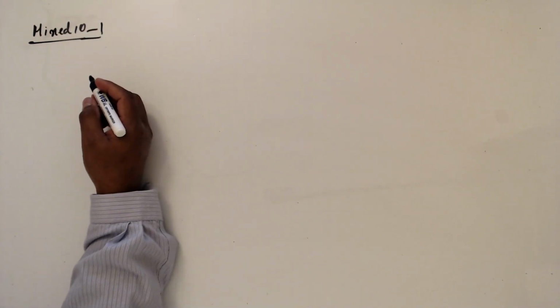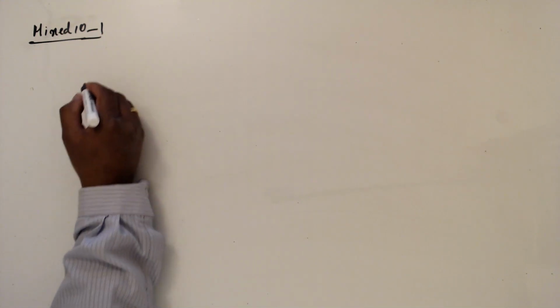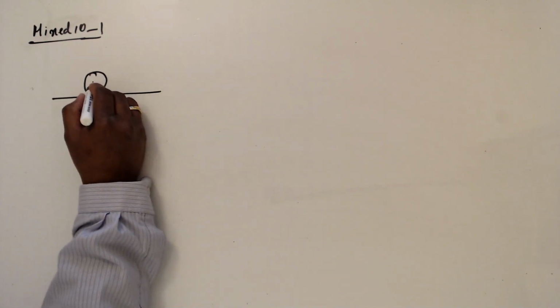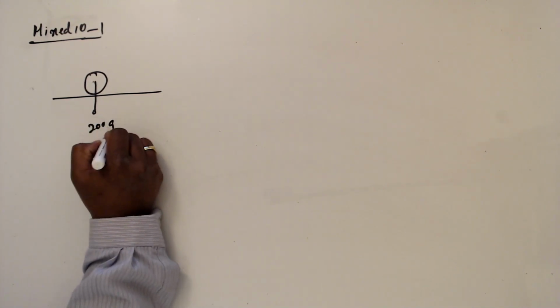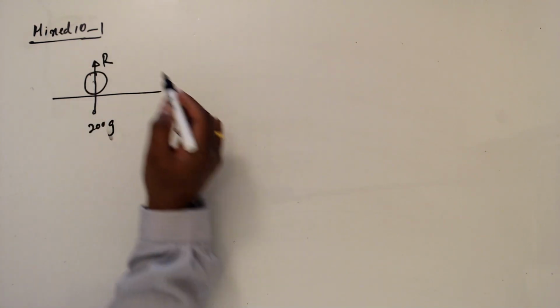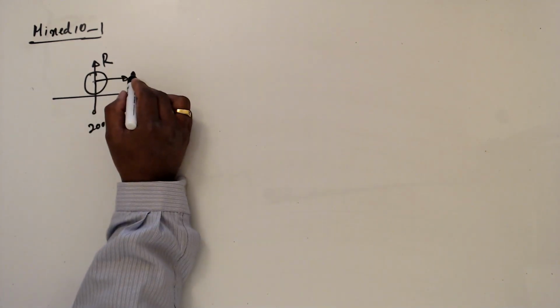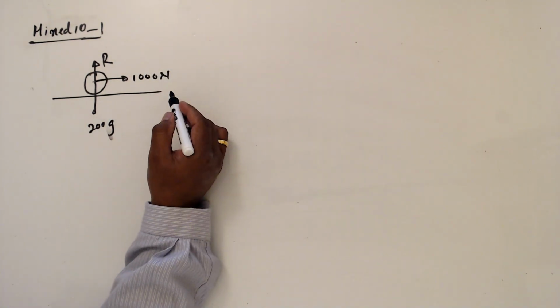Next exercise 10, question number 1. A motorcycle of mass 200 kg is moving along a level road. So this is the weight, 200 g, and from the road it gives a normal reaction R, and the motorcycle engine provides the force of thrust. This is going to be 1000 Newton, and the total resistance has a constant force magnitude 600.